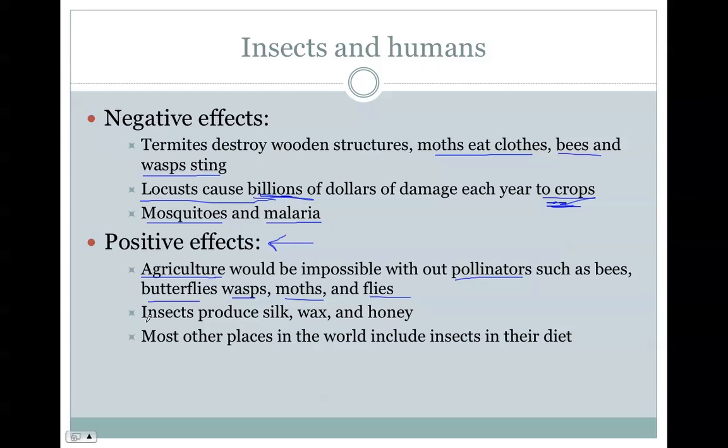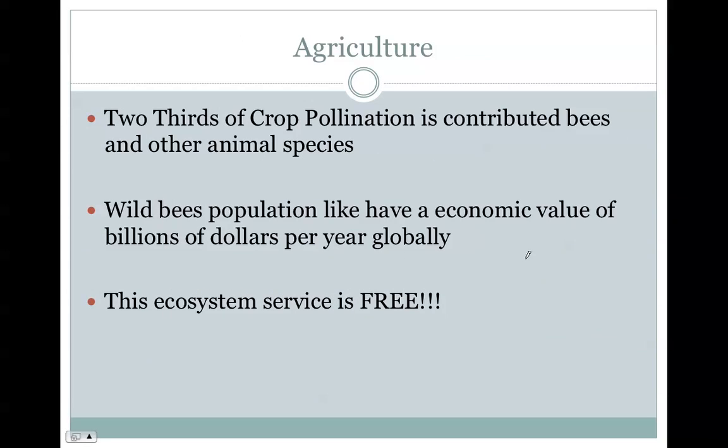Insects also produce silk, which some people use for all sorts of things, wax, and even honey. And most other places in the world include insects in their diet. Actually, I just listened to a lecture by a professor advocating including insects in our diet to help world hunger. Most other places eat insects for nutritional value, and maybe we should too. We can discuss that in class maybe.